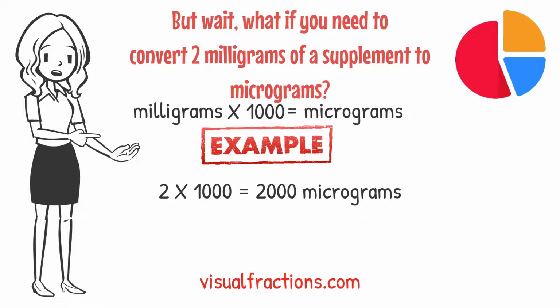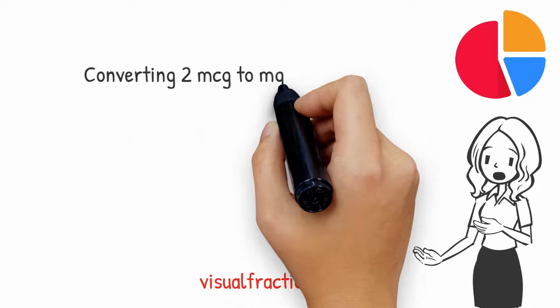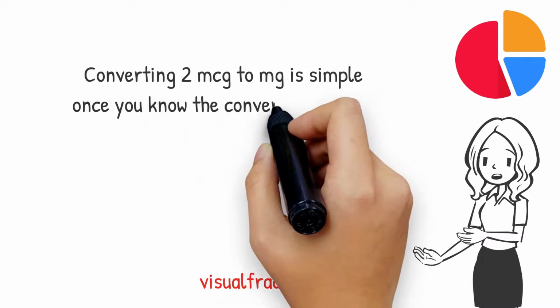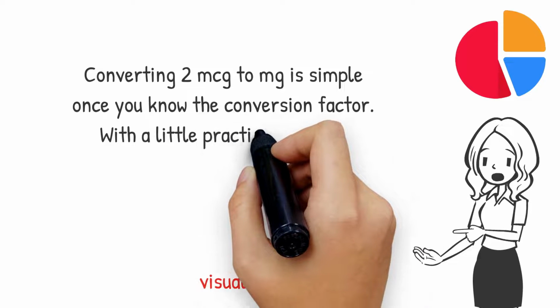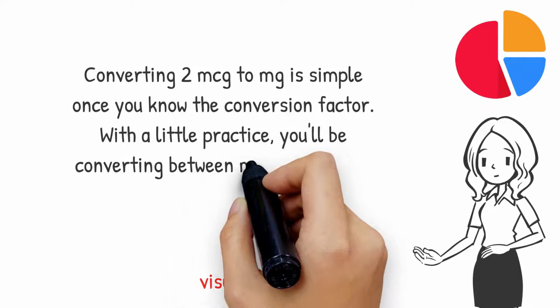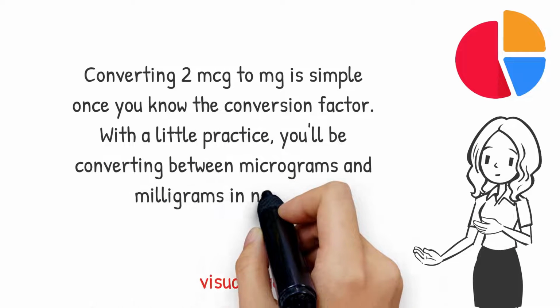And there you have it. Converting 2 micrograms to milligrams is simple once you know the conversion factor. With a little practice, you'll be converting between micrograms and milligrams in no time.